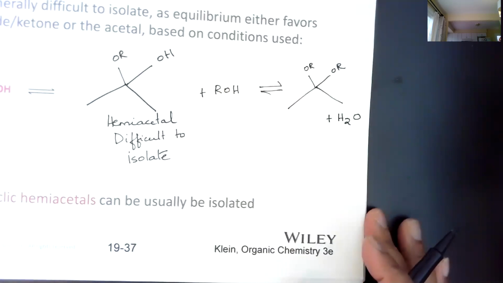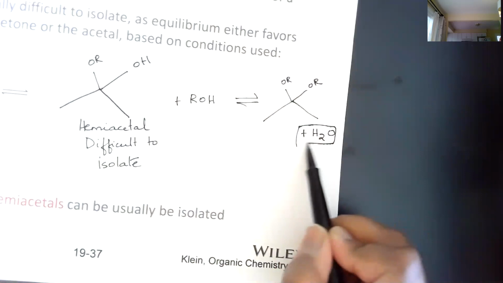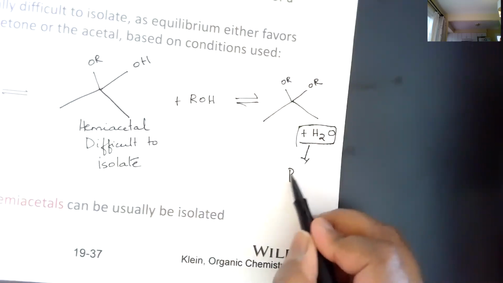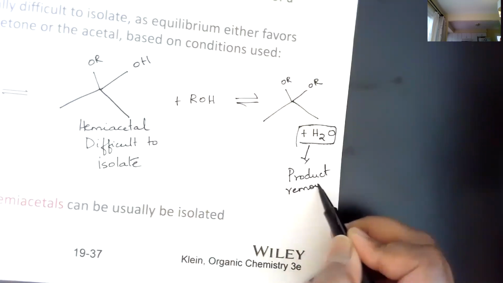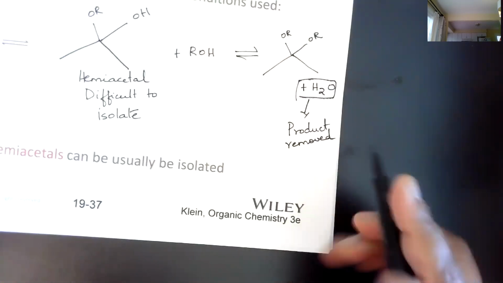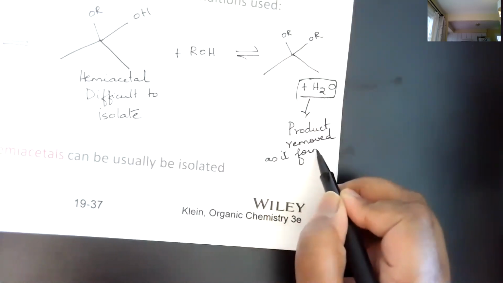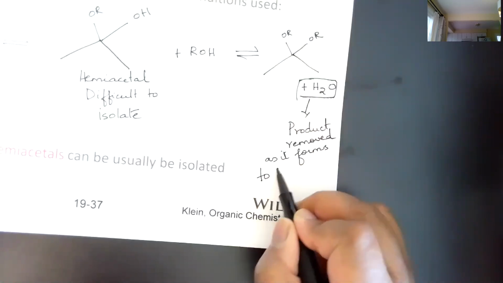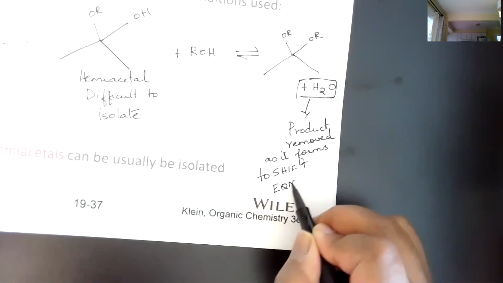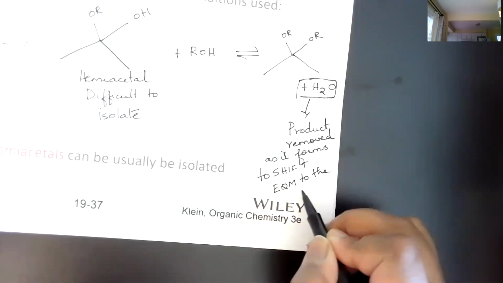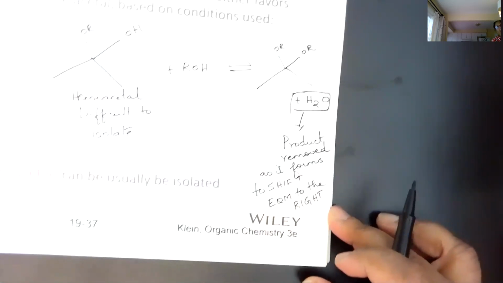Now remember Le Chatelier's principle? This is an equilibrium. When you keep removing the product as it's formed, it'll shift the equilibrium to the right. Those are tricks of the trade.